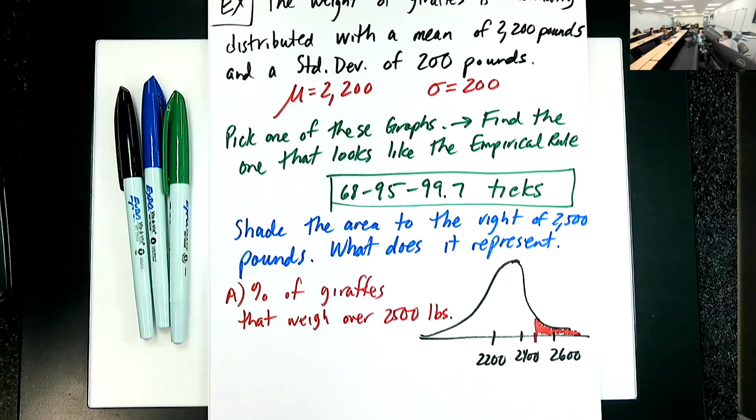LBS is the abbreviation for pounds. I don't know why. There's no L or B in the word pound. That's what we chose for the abbreviation. Ounces has OZ. There's no Z in it. Whoever came up with this abbreviation system was out of their mind.